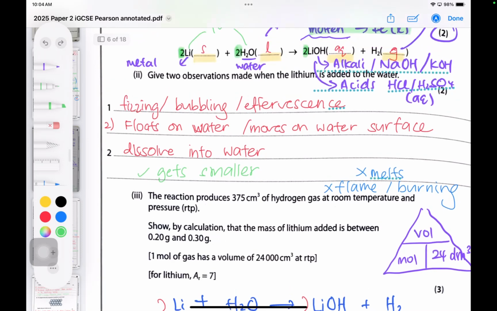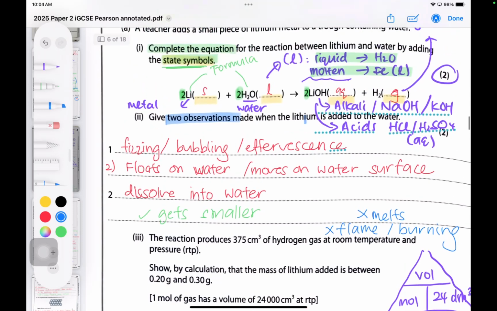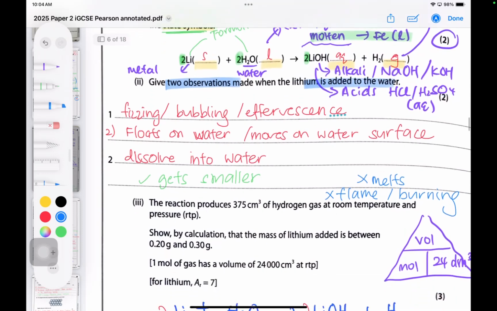We have observations, so I'm going to use blue. We want to observe the observations made when lithium is added to water. There are a few observations that you can see, and hopefully you have done this experiment before. The first one, very clearly, is the moment you drop the metal in there, you see a lot of bubbling, a lot of effervescence. Because your group 1 metals, the first 3, lithium, sodium and potassium, have a lower density than water, they can float on the surface of the water.